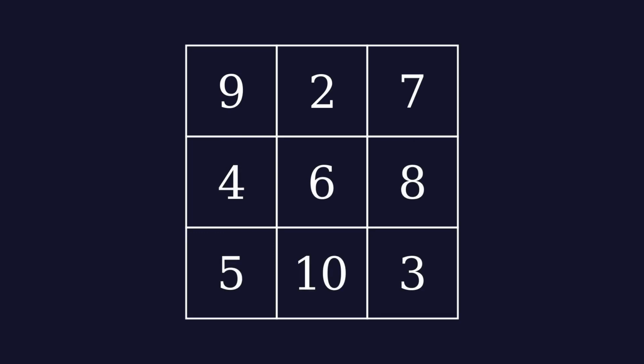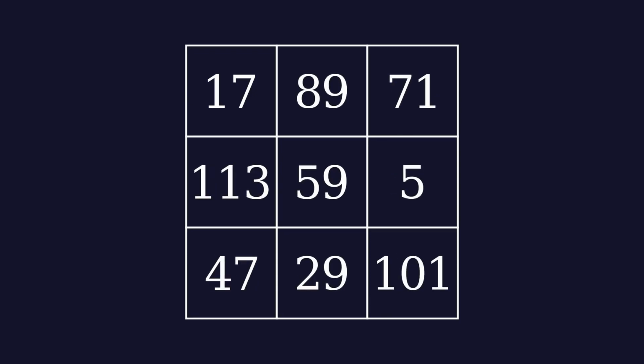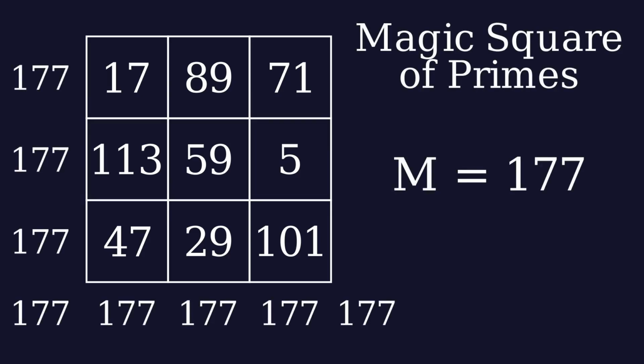Magic squares can be constructed using any set of numbers, but we can impose more constraints. For instance, a specific constraint could be using only prime numbers to create a magic square. By doing so, we can generate a magic square consisting exclusively of prime numbers, referred to as a magic square of primes. That is a 3x3 magic square of primes with the smallest possible magic constant.